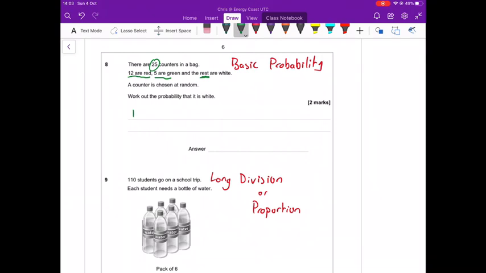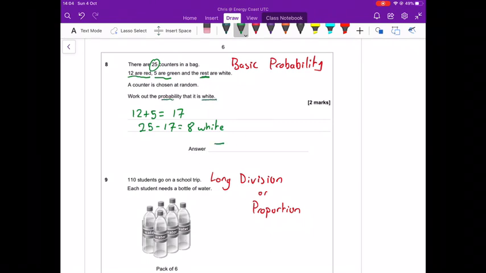So first off, I'm going to do 12 add 5. This is how many red and green ones there are, which is 17. There's 25 counters in the bag, and the rest are white. So there must be whatever 25 minus 17 is, which is 8 white things. Okay, work out the probability that it's white.